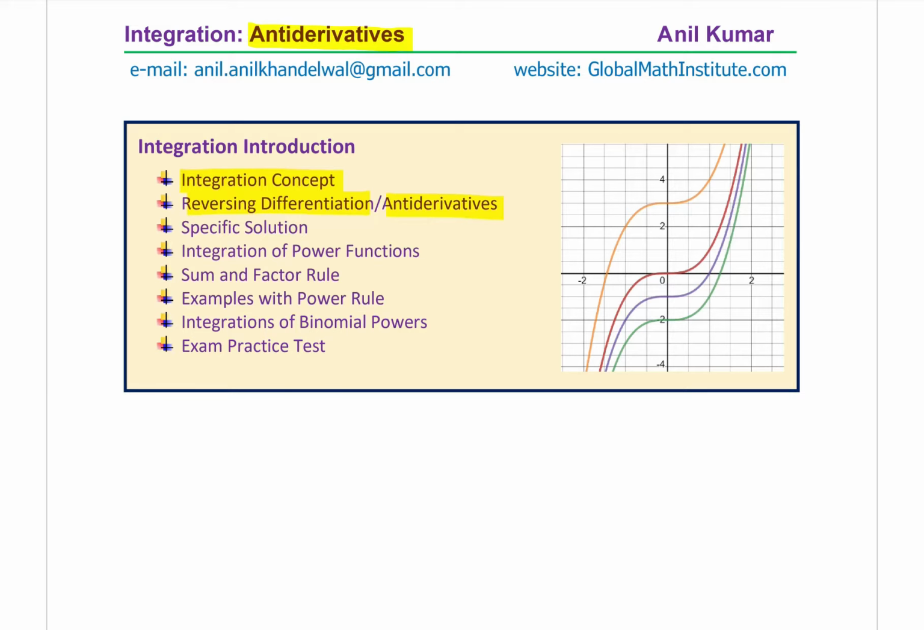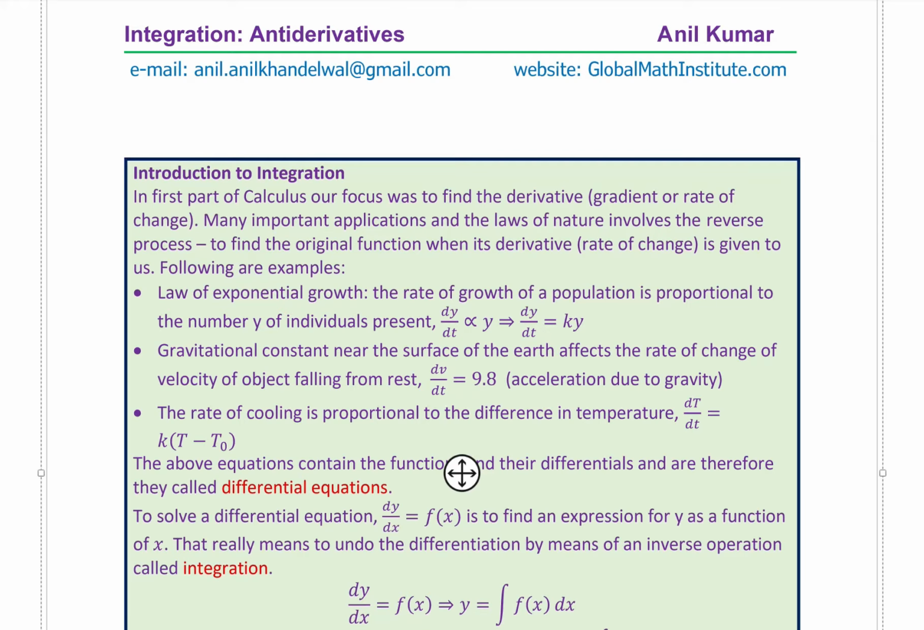Then we'll understand the integration of power functions, and basic rules related to the sum and factor rule. We'll take up examples with the power rule, integration of binomial powers, and we'll have some exam practice test examples. So let's begin with the very basic concept.